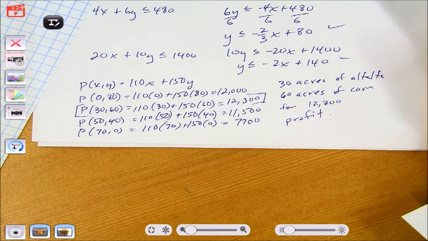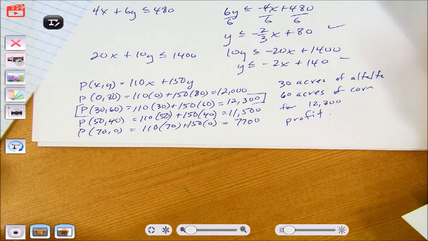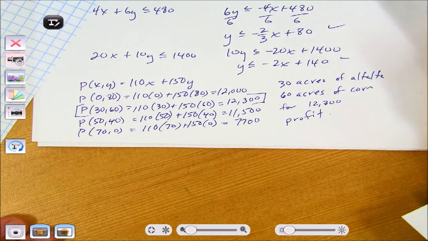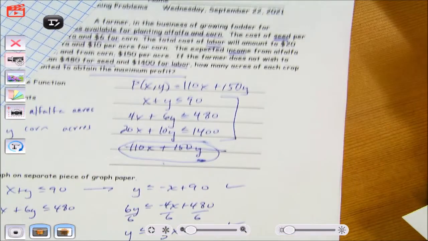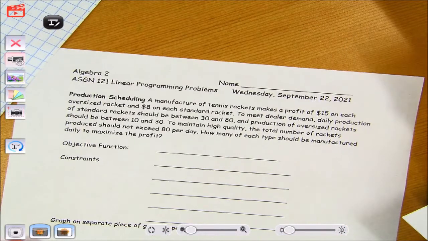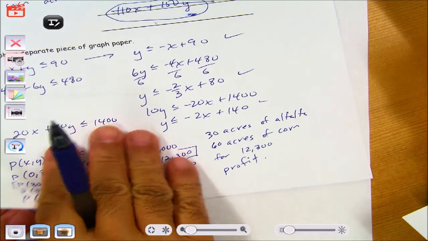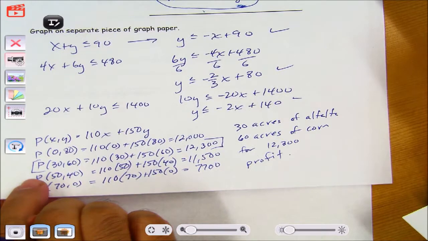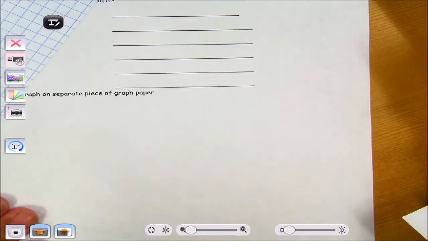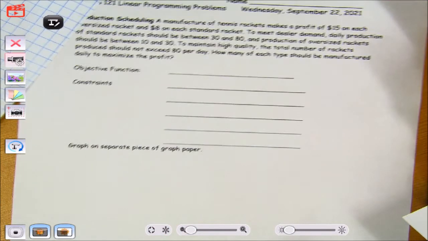Anybody else want to do one of these? Matt, you want to do it? Yeah. Come up here and do it. Isn't it boring to listen to me all the time? Yes. Oh, anybody still need that? We're good? Alright.